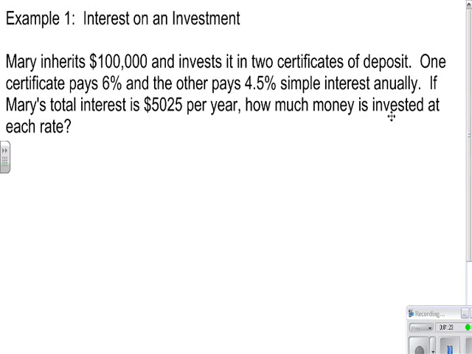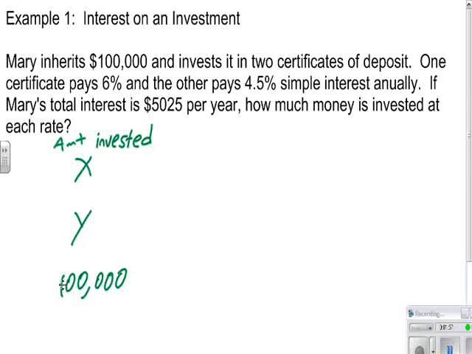Usually that last sentence will tell you what you're looking for, how much money is invested at each rate. So we're going to have 2 variables because there's 2 different rates, x and y. And those are the amounts invested. Going back and rereading, there's $100,000 total invested in 2 certificates, that's how we know there's 2 variables.